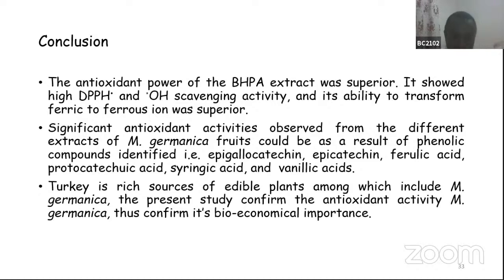Turkey is a research of edible plant, among which Espilia germanica. The present study compound the antioxidant activity of this plant, thus it's compounded by a chemical potential.